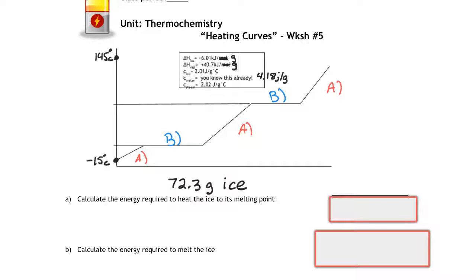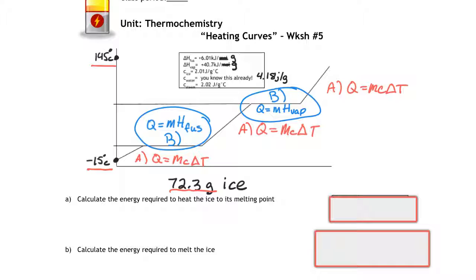All right, this is going to be a video walkthrough of how to do worksheet 5, heating curves. You've got the information for the question. The question gives us 72.3 grams of ice, starting at negative 15 degrees Celsius, and ending at 145 degrees Celsius. In class, you labeled which formulas you're going to use. I'll label them quickly right now for us.